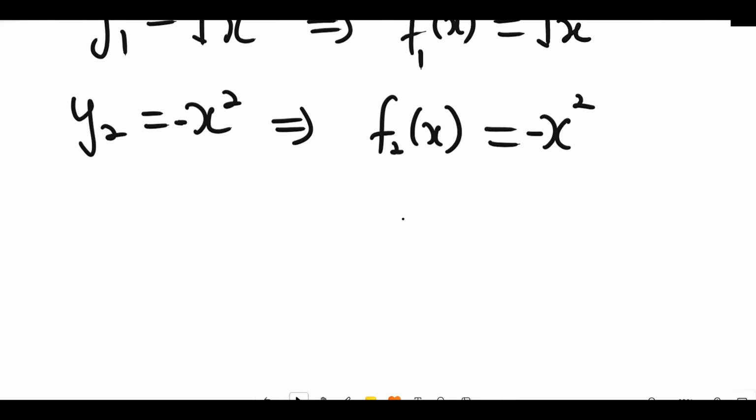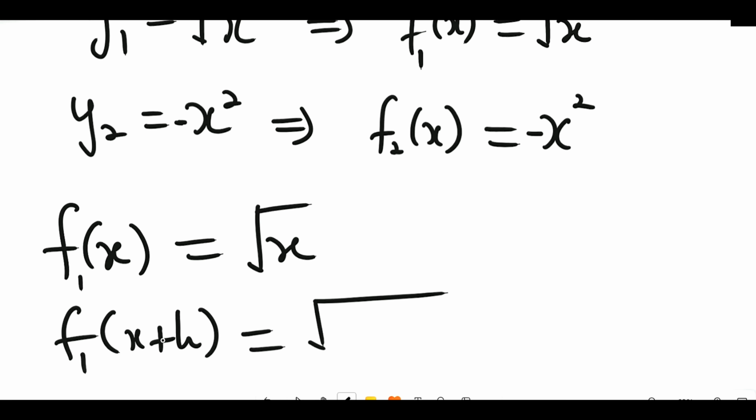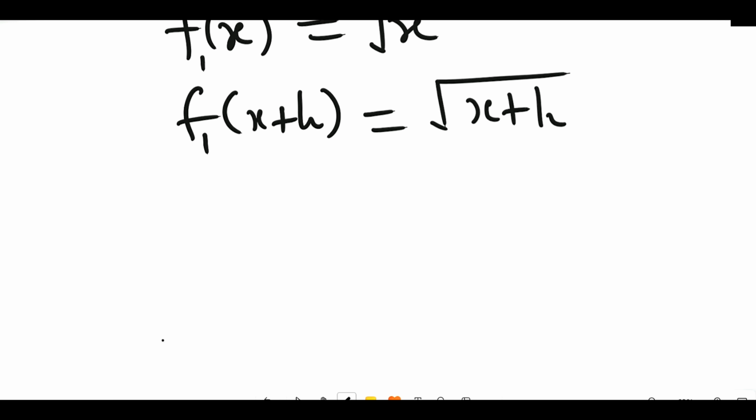So we are going to start with the first one, which is our f1, our f1 of x being equal to the square root of x. All right, so we need to find our f1 of x plus h, which will be equal to square root of x plus h. So we plug in x plus h for x in the function.